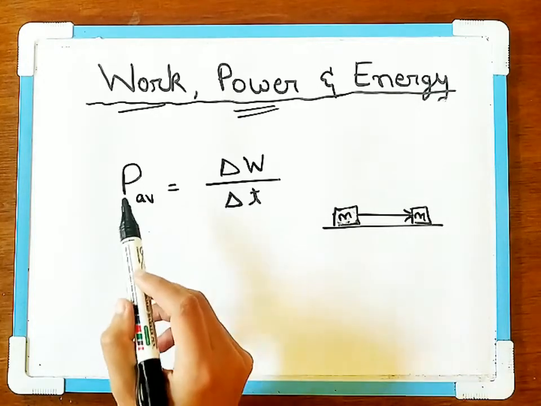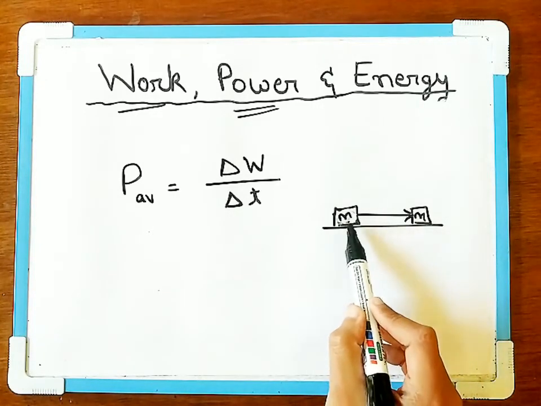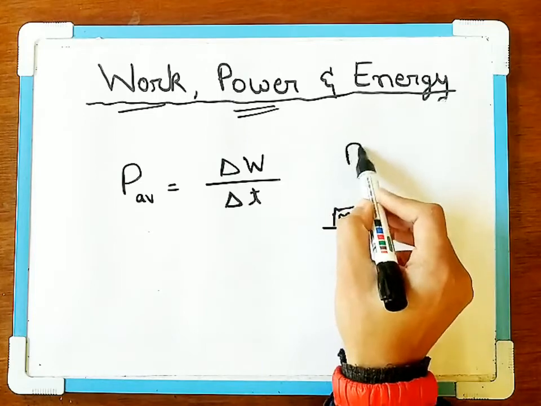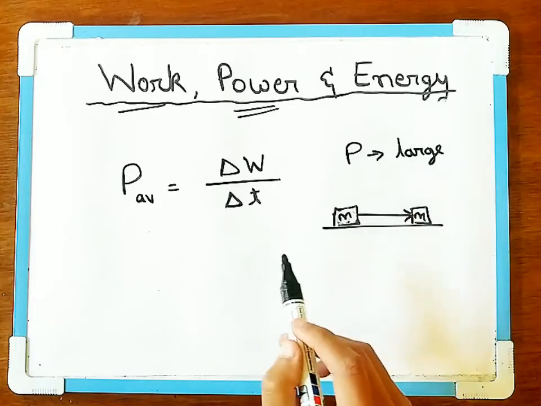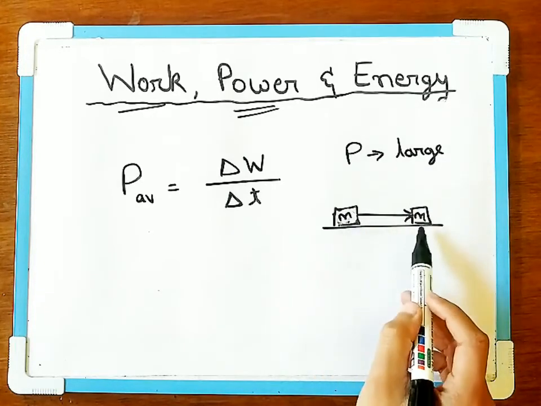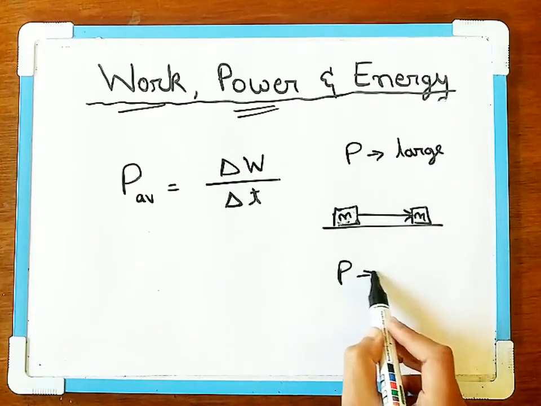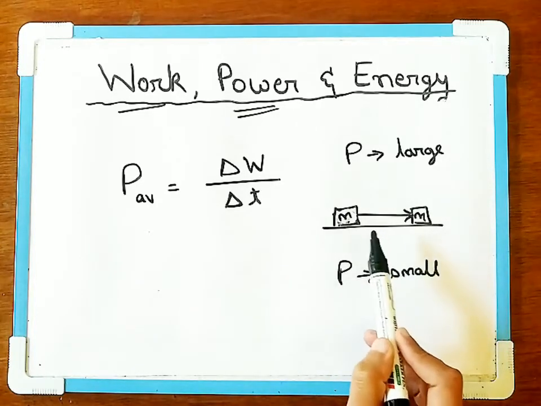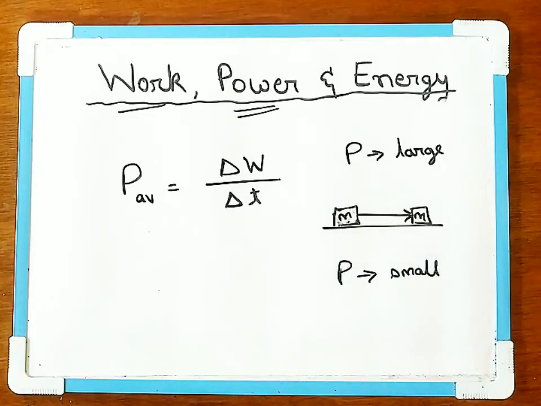But if the power is less, then it will take time for the force to displace this object from this position to this position. If power is large, then it will take a small amount of time to displace the object, that is, the work done will be fast. But if power is small, then it will take a very long time to displace the object, that is, it will take a long time for work to be done. So that is the concept of power.